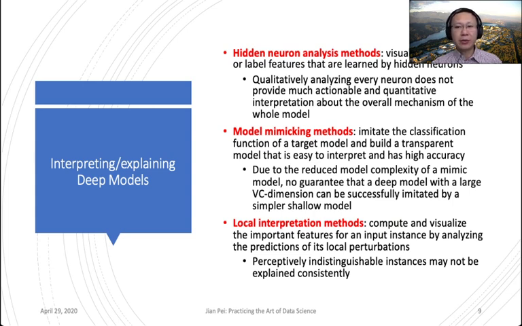The last approach uses local interpretation methods. The idea is that we can compute and visualize the important features of an input instance by analyzing the predictions of its local patterns, local perturbations. However, one issue is that perceptually indistinguishable instances that are very close to each other may not be interpreted consistently in the same way.